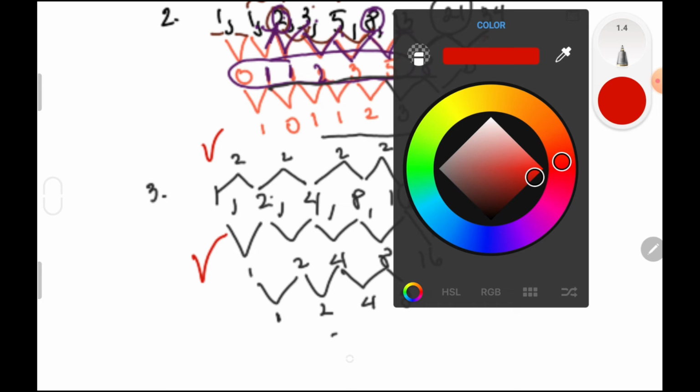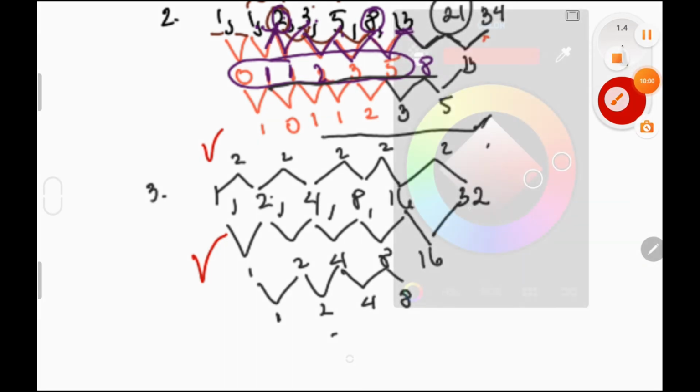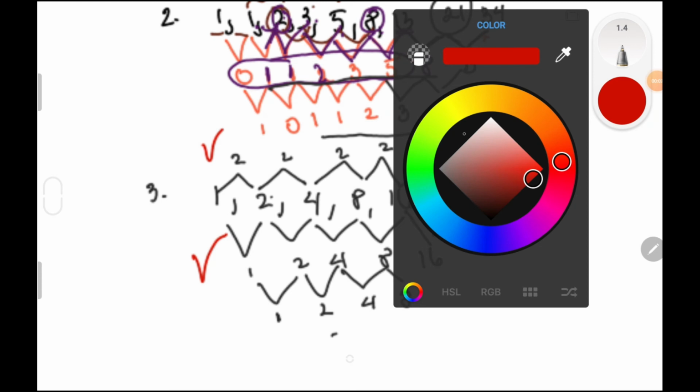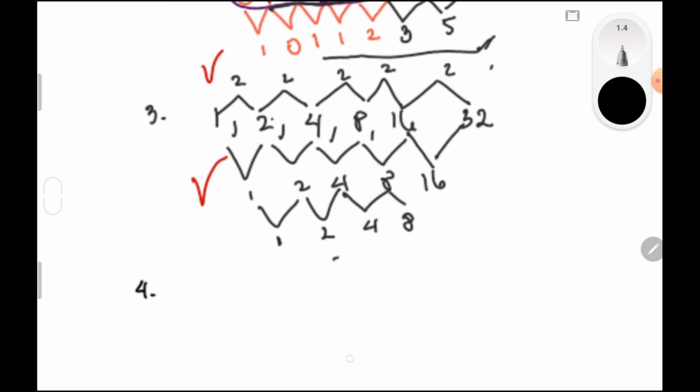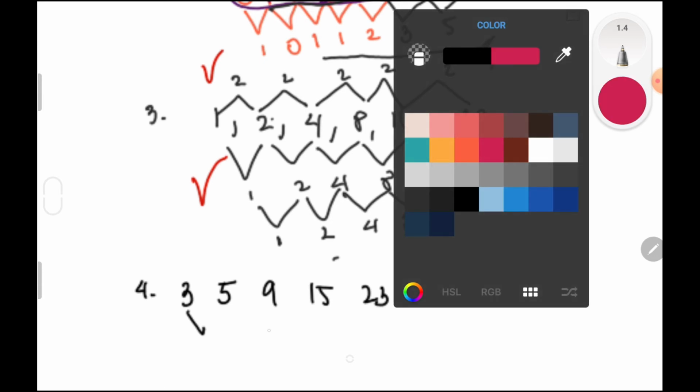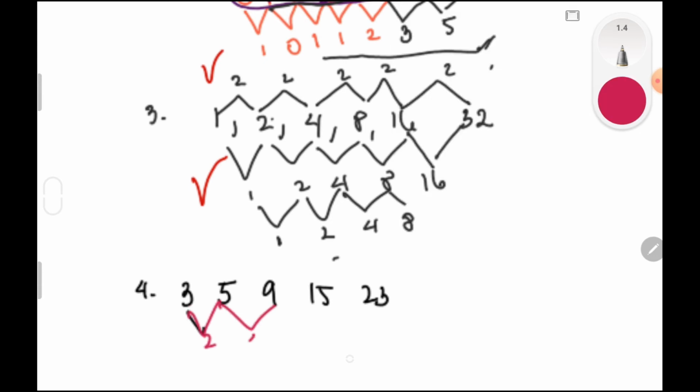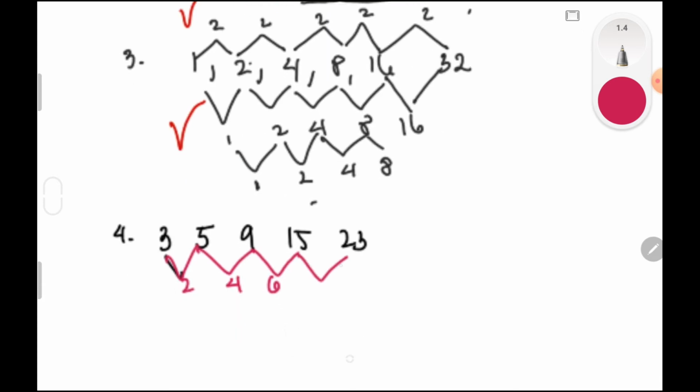So, let's have another example. So, let's say, for example, number 4, if we have 3, 5, 9, 15, 23. So, dito, pag mag-add ako ng 2, I will get 5. Pag mag-add ako ng 4, I will get 9. If I would add 6, I would get 15. And if I would add 8, I would get 23. Okay?